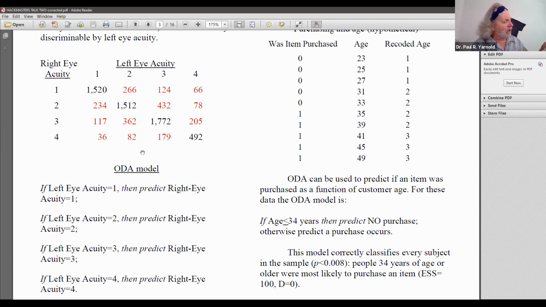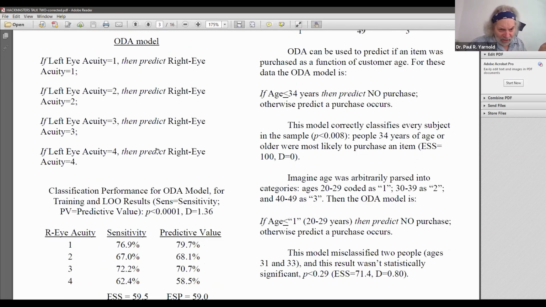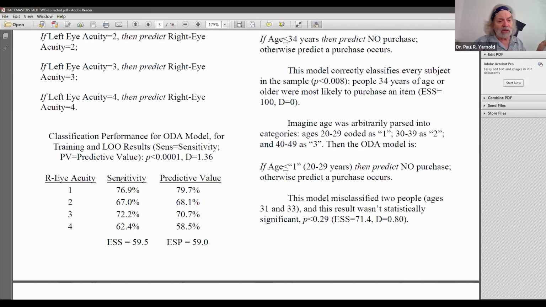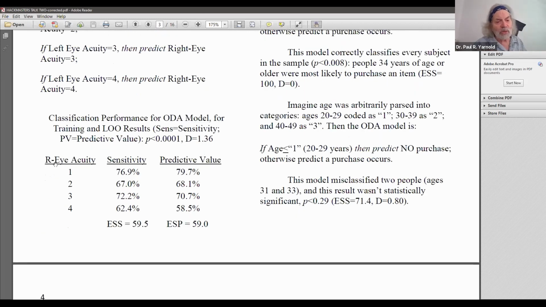You can see also that down here at the bottom, scroll down, please, Danish. I'm sorry, guys. Yes, down further. Yes, so you can see for right eye acuity of 1, the sensitivity in predicting that was 77%, which is the best of all of those. So the best vision was the easiest to predict the best. And 2, strangely, dipped down 67%, but if you drop confidence intervals around this, and we'll talk about that in a little while, then it's going to overlap. And 72% was next, but look at that, 62.4%.